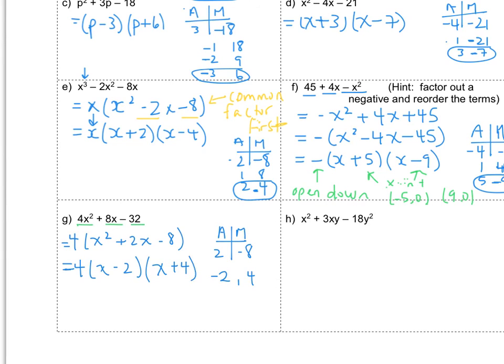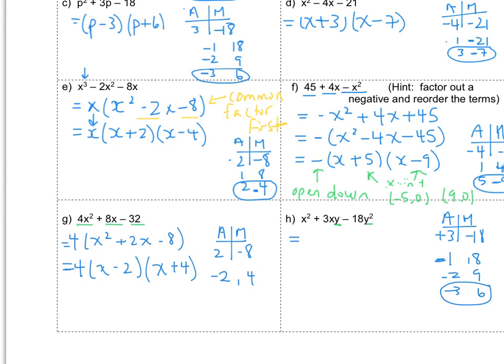This last example is very similar. The thing that throws people off are these y's. Let's pretend the y's aren't even there, but treat the question exactly the same as the previous ones. I want to look for two numbers that are going to add to +3 and multiply to -18. So 1 and 18, 2 and 9, 3 and 6. It's good if you've got good number facts. My two numbers have to be opposite signs. My bigger one's going to be the positive. Out of this pair, here's the one that works.